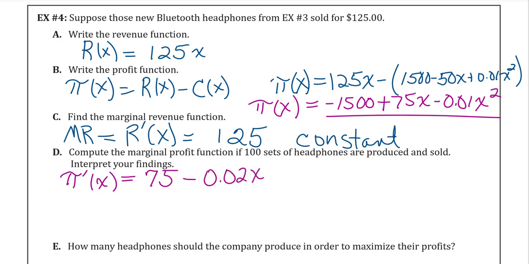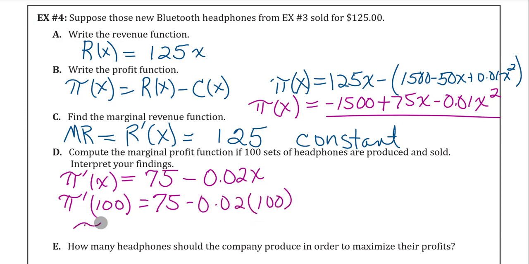0.02x. Now we want to know what our profit margin is, our marginal profit, if we produce 100 sets of headphones. So we're just going to substitute 100 into our function, and we get pi prime of 100 comes out to be 73.